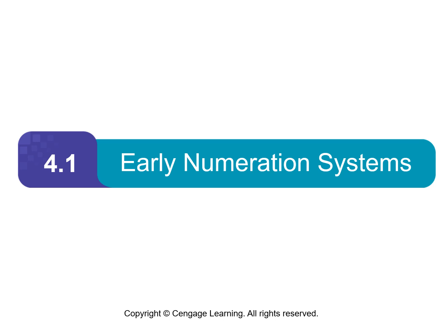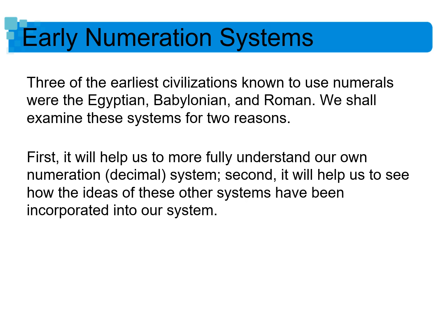This is section 4.1, and in this chapter, we're going to look at different types of number systems. And I think that you'll find that this will be very interesting. In section 4.1, we're actually going to look at the Egyptian, the Babylonian, and the Roman numeration systems.